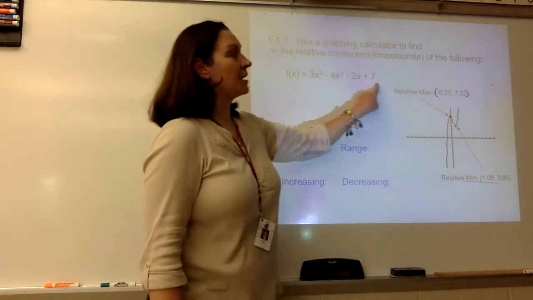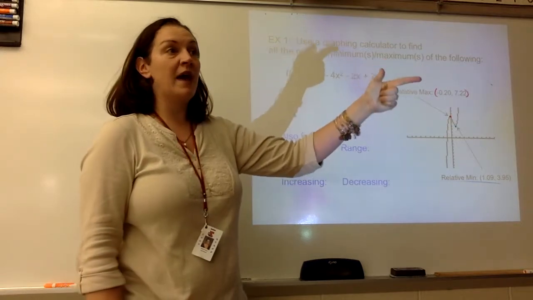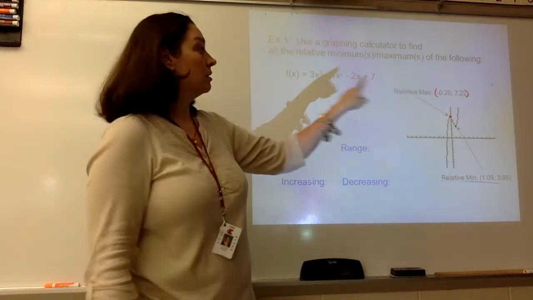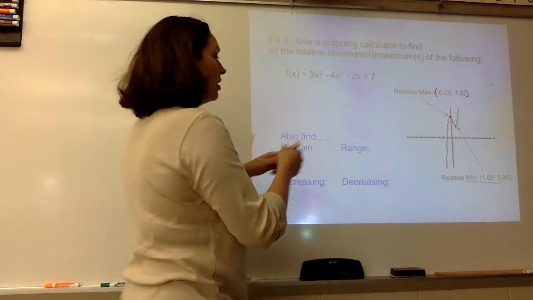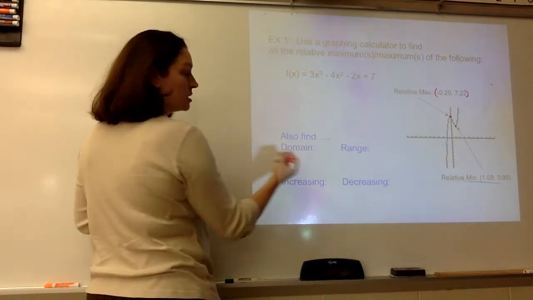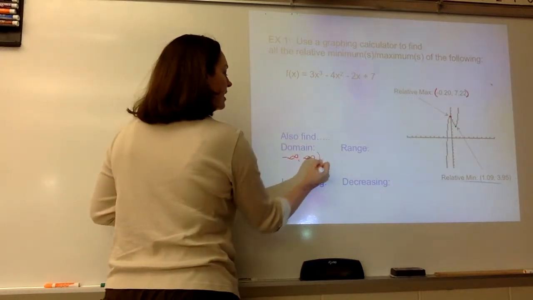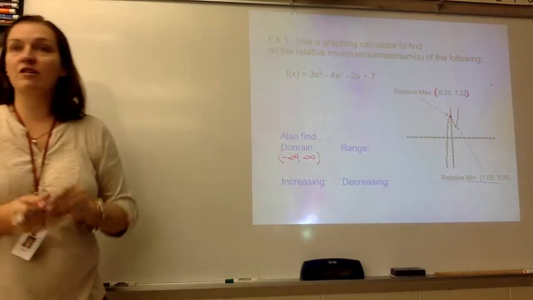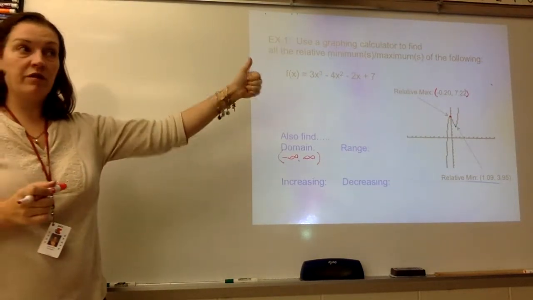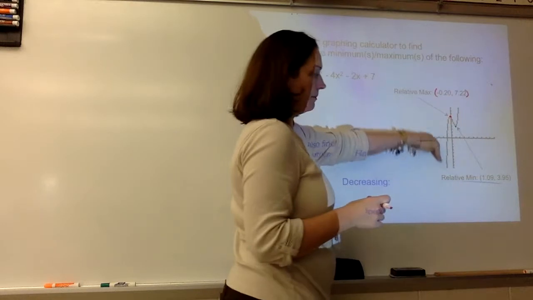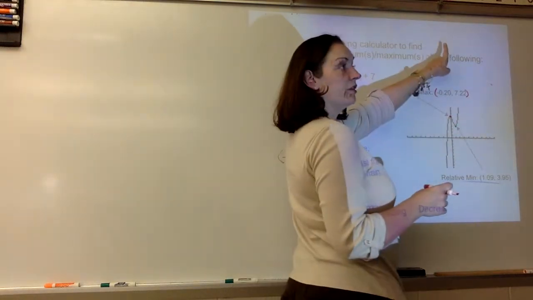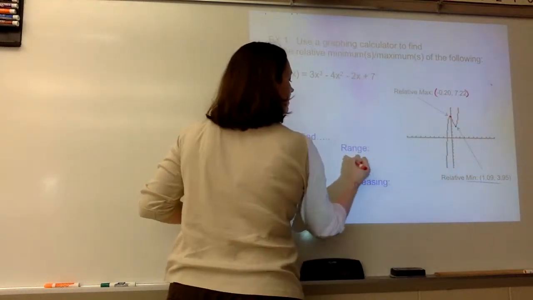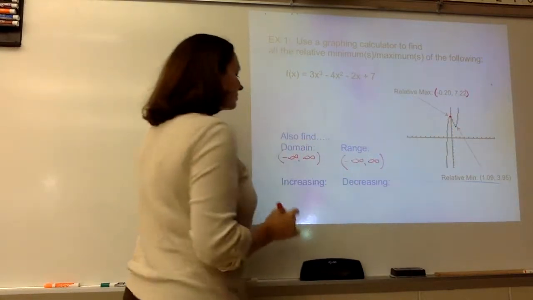If I look at the actual function, do I have a denominator? Do I have an even root? No. So that matches to what we know about domain. So our domain is going to be negative infinity to infinity. What about range? How far south? How far north? How far down does it go? How far north? Positive infinity. So we've got the similar answer there.